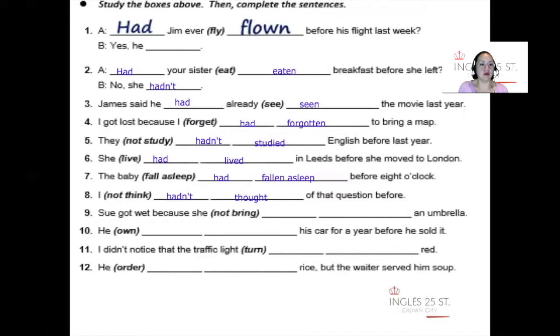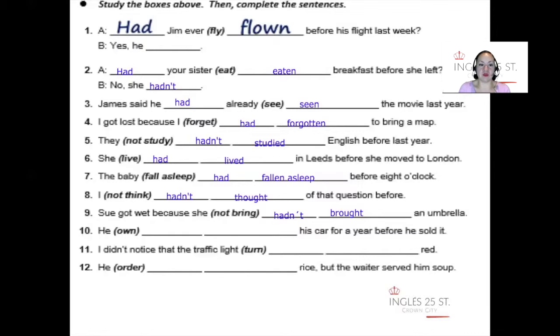Excellent. Very good. Number 9, Mari. Sue got wet because he not bring an umbrella. Okay, in this case it will be: Sue got wet because she hadn't, in the first place, brought. In the case of bring, that is an irregular verb, so it will be brought. Excellent. Very good. Sue got wet because she hadn't brought an umbrella. Thank you so much.